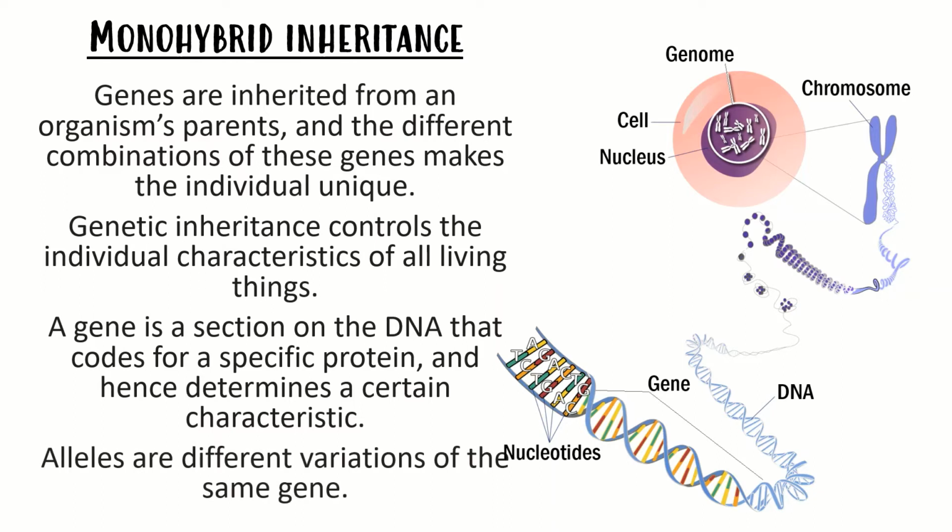Alleles, this might be a new term for some people. Alleles are different variations of the same gene. For example, in the example we're going to use just now, in pea plants, we could have the allele for purple flowers or the allele for white flowers. They are different variations, and of course, every individual has two alleles, one from the father or male parent and one from the mother or female parent.